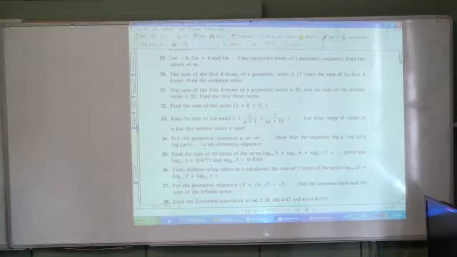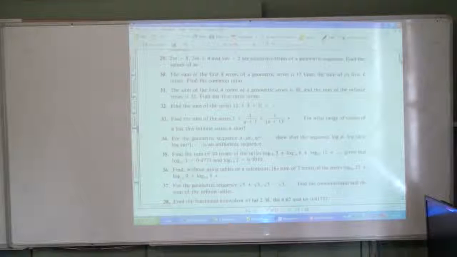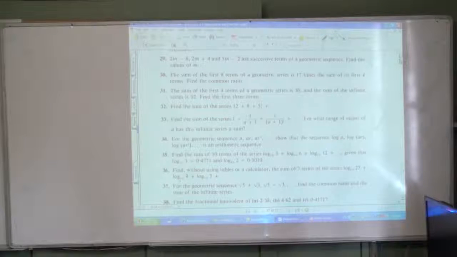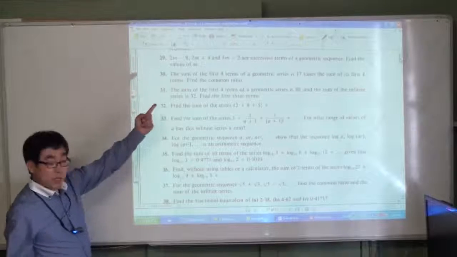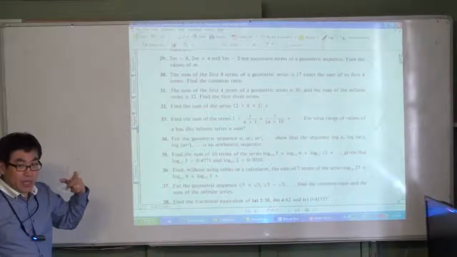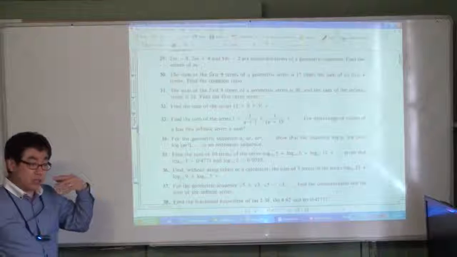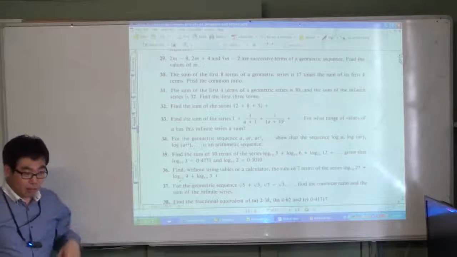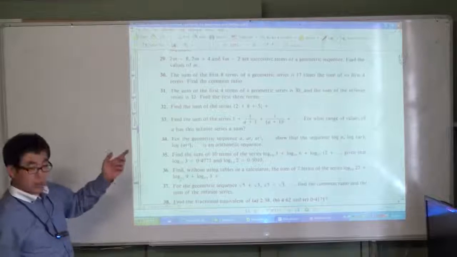Doesn't look like a geometric. What happens if we can't find... This one, M is unknown. Depending on M, it could be a geometric sequence or nothing, or arithmetic sequence.